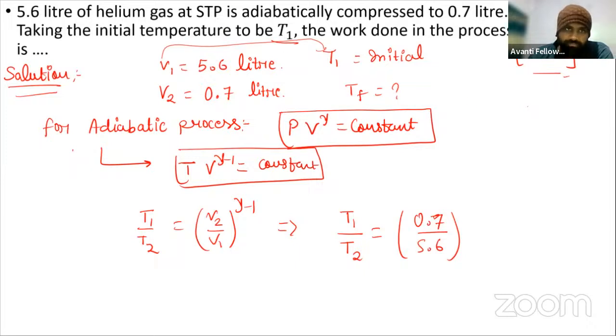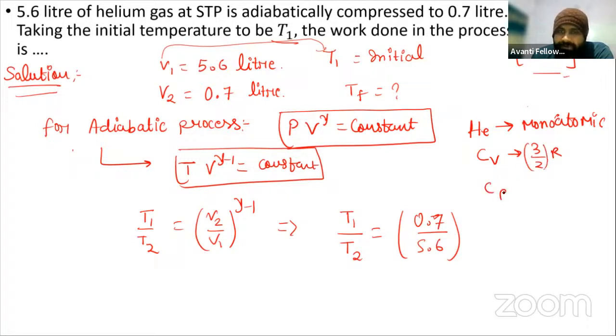Now, helium is a monoatomic gas. If it is monoatomic, the constant specific heat CV is 3 by 2R. Always remember, for monoatomic 3 by 2R, then add 1 for CP, it will become 5 by 2R. Same if it is diatomic, start from 5 by 2, then add 1.